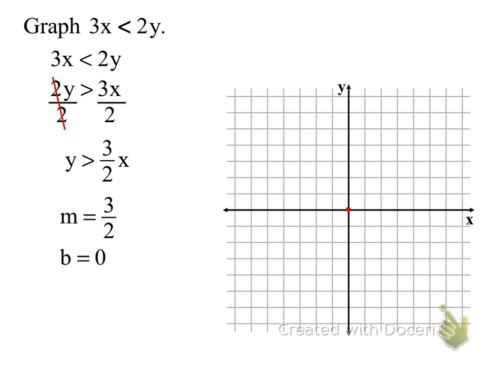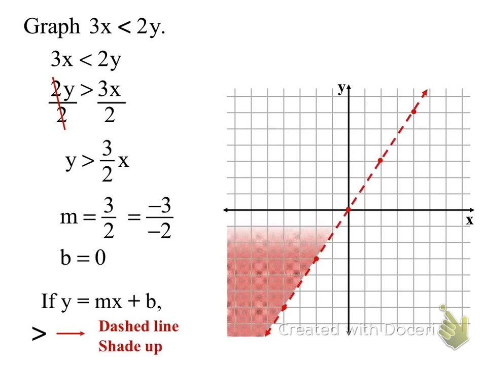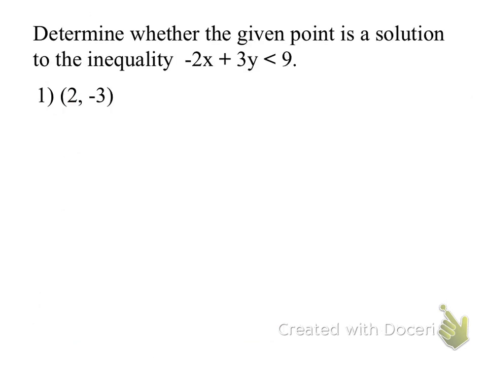So it's going through the origin, and I'm rising up 3, running 2 across. Y is negative 3, negative 2. Okay, questions? Okay, and then we're going to be graphing because it's greater than 0.